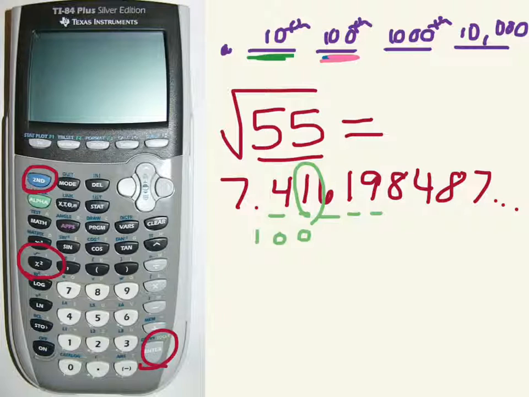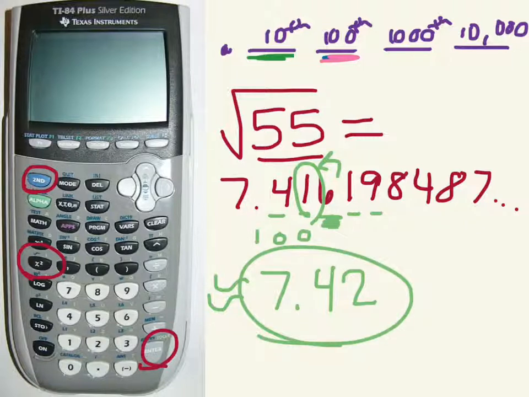Now I hope you can still see the 6 next to it, because that's the number I'm going to look at to see whether my 1 stays the same or gets rounded up. Now, is 6 greater than 5 or less than 5? It's greater than 5, so the 6 is going to round that 1 up to the next highest number, which is 2. So my approximation then will be 7.42, and that's my approximation to the hundredths place for the square root of 55. Make sure you have these notes in your notebook.